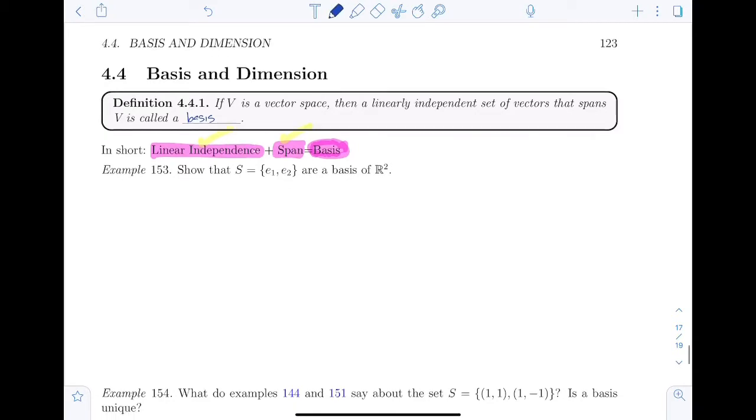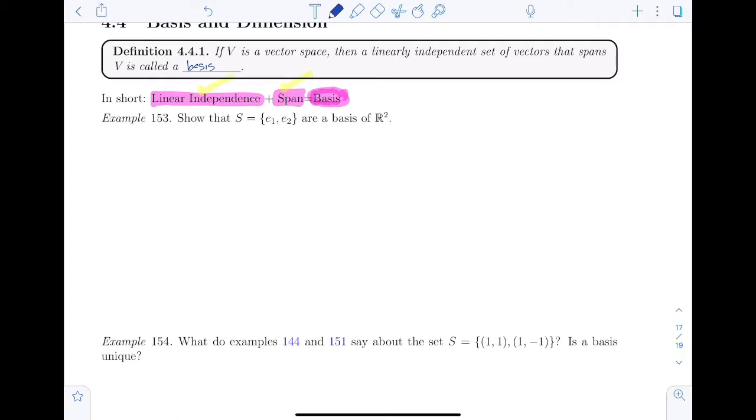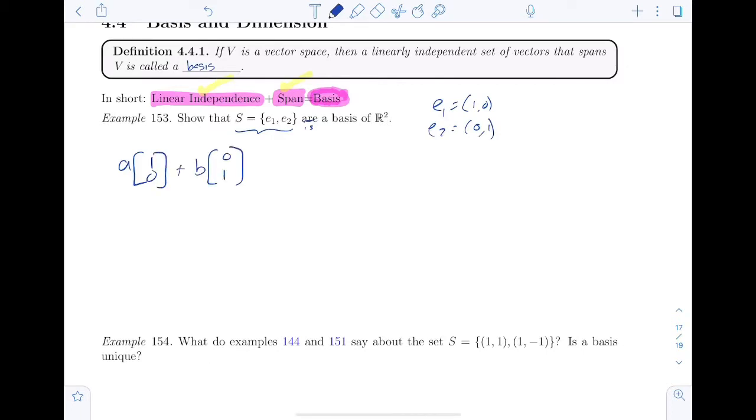Okay, so let's take this. Show that S equals {E1, E2} is a basis of R2. So what I need to show is that they are linearly independent and that they span, okay? We've already done the linearly independent thing before. So how does that work? By the way, if we remember from before, E1 is the vector (1, 0), and E2 is the vector (0, 1). So A times (1, 0) plus B times (0, 1) equals (0, 0).